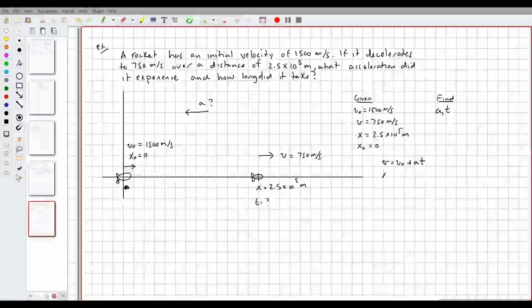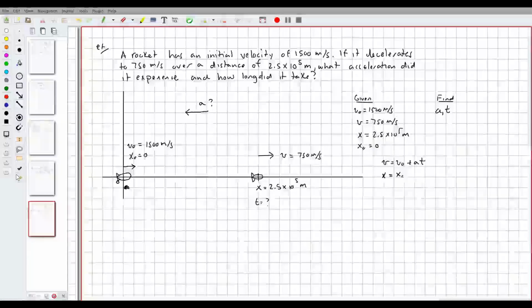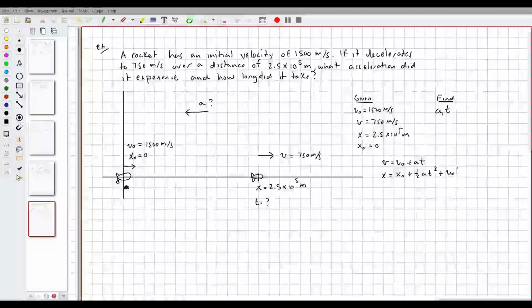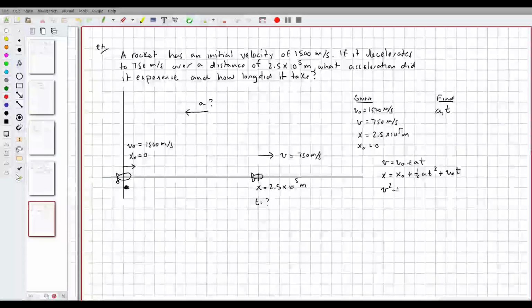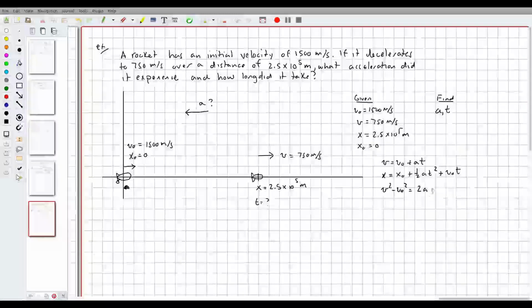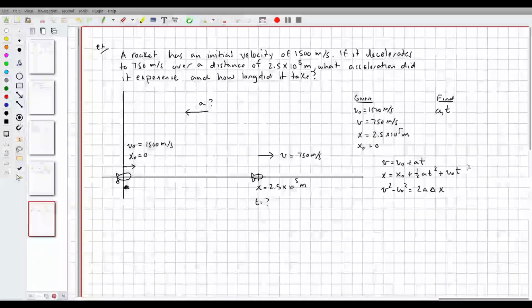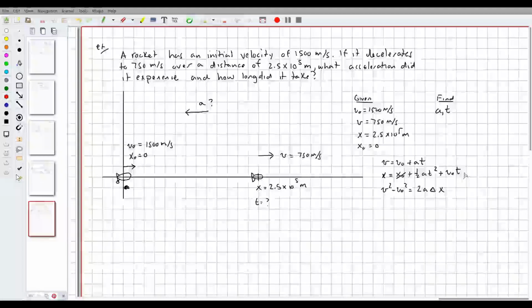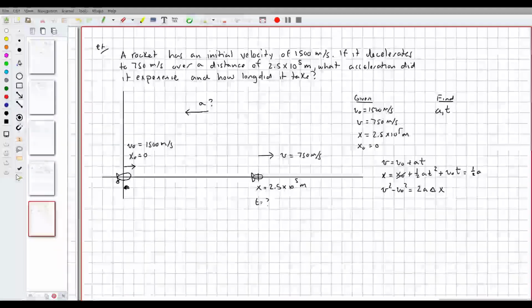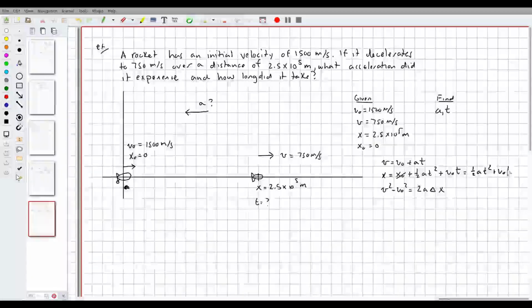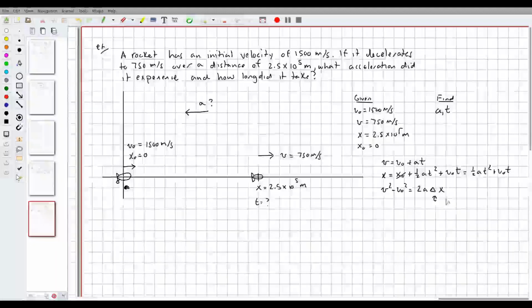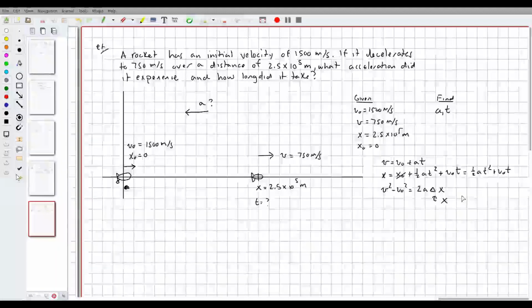There's the first one, the second one, and the third one. Next, you take a look and see what simplifies. Well, unfortunately, not a whole lot. X naught goes away, and that's about it, which means that this equation simplifies to 1/2 AT squared plus V naught T. This right here simplifies to just X, since delta X is X minus X naught.